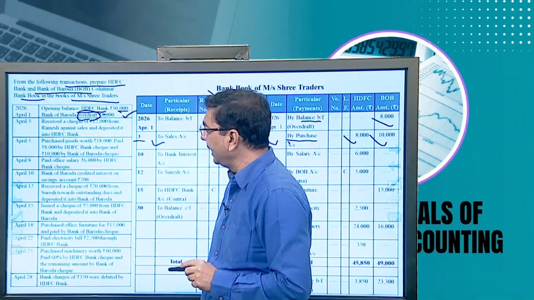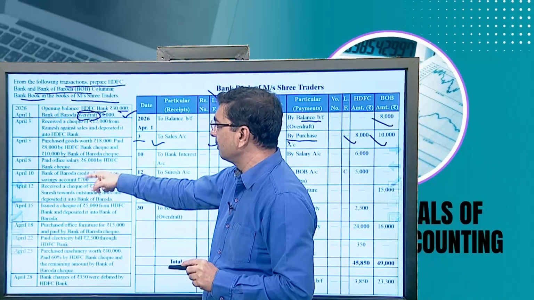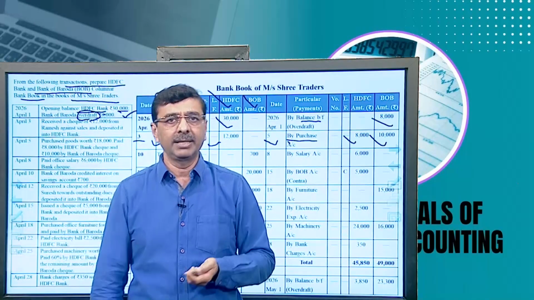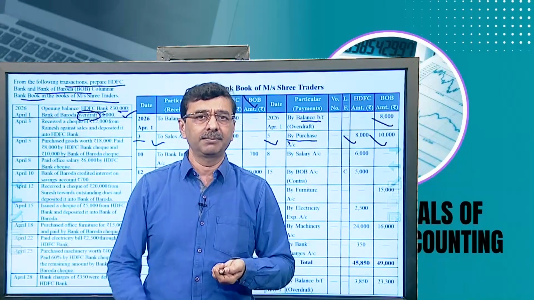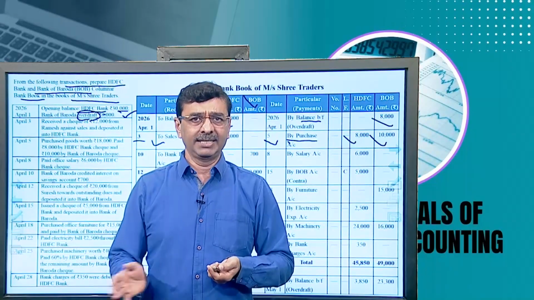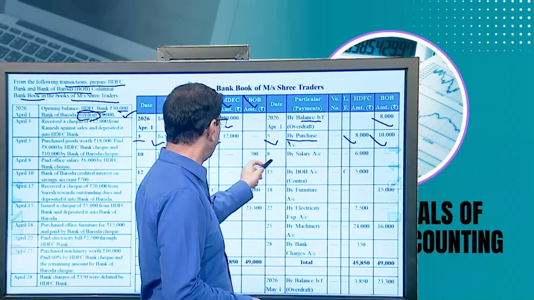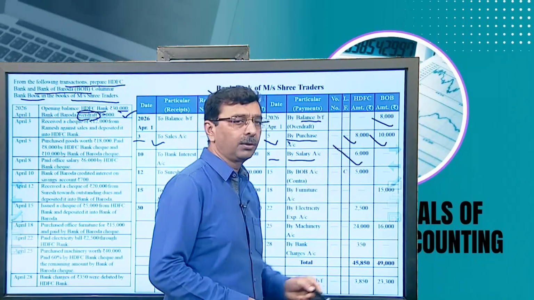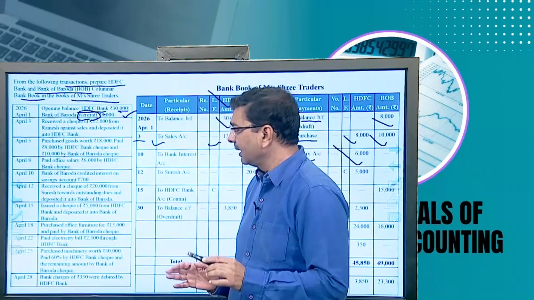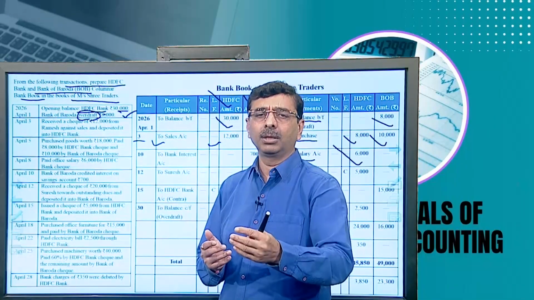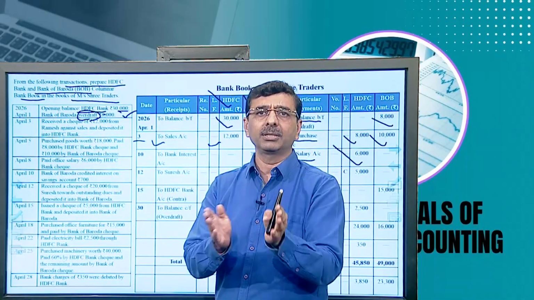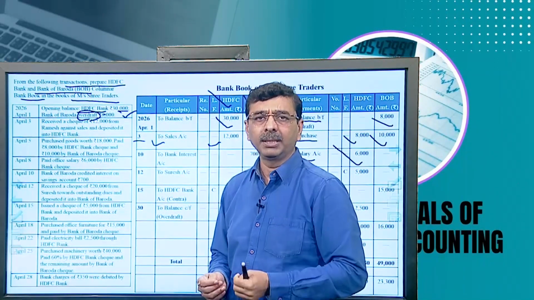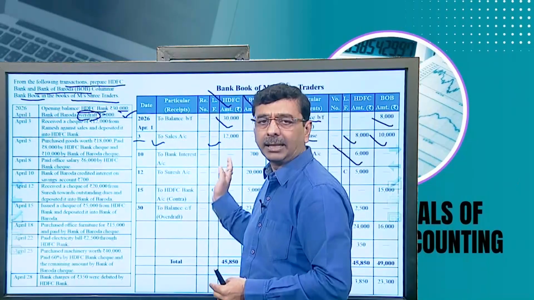Next is April 8, paid office salary 6,000 by HDFC Bank check. So salary is an expense, salary expense account debited, paid by HDFC. So HDFC is the giver, by HDFC Bank account. So on the payment side, date 8, by salary expense in the HDFC column 6,000 rupees. I think it is very easy when you try to understand the logic behind how these transactions are recorded in this book. Automatically the transactions will be clearly defined and recorded in the books.